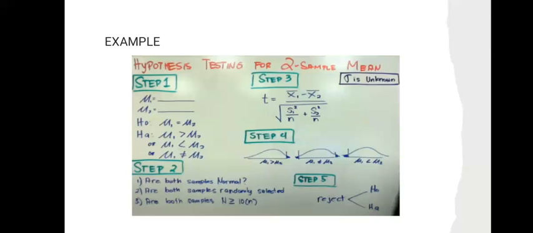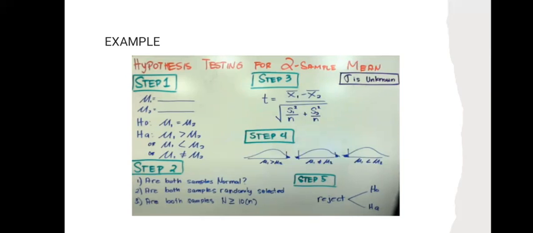Now for the steps. mu1 is for sample 1 and mu2 is for sample 2. The null hypothesis in this case is that mu1 is equal to mu2. The alternate hypothesis can be mu1 is greater than mu2, mu1 is less than mu2, or mu1 is not equal to mu2. Step 2: now we will satisfy the assumptions or the requirements for the tests.